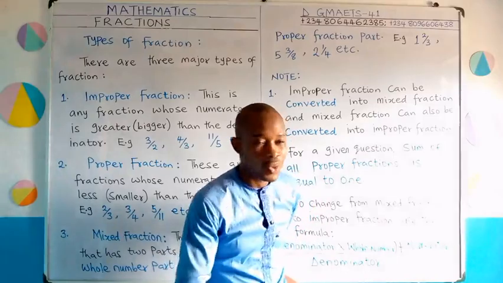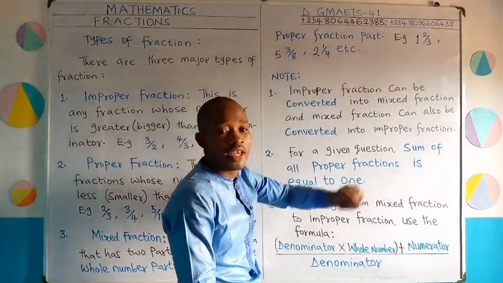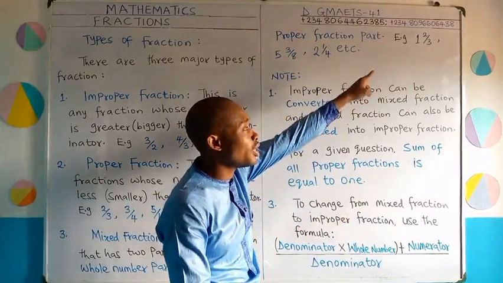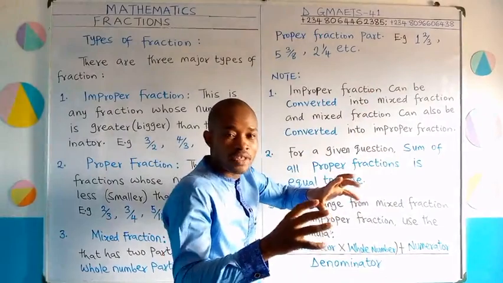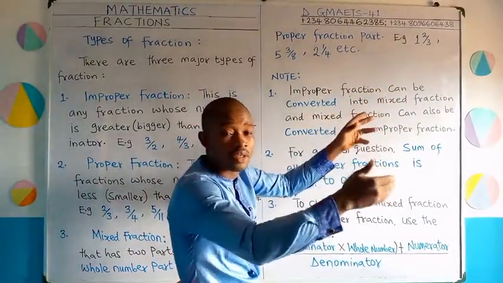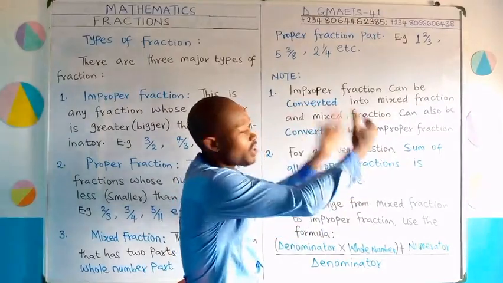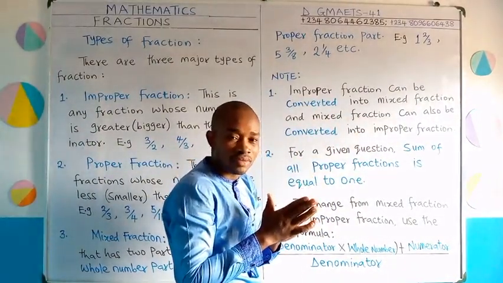Examples. Let's look at these ones we have on the board. 1 whole number 2 over 3 is a mixed fraction. That 1 is the whole number. That 1 is not a fraction on its own. 1 is not a fraction, it's a whole number. Then 2 over 3 is now the fractional part. So the whole number and the fractional part together gives us what we call the mixed fraction.